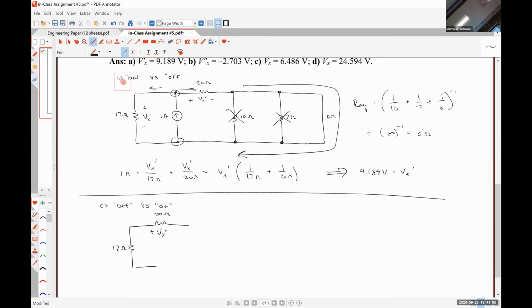Positive Vx double prime, 10 ohm resistor, 7 ohm resistor, here, a 5 volt source. So what would be the most efficient way to solve for that voltage Vx double prime? Anybody have any suggestions? Pardon? So if I combine the 7 ohm, which resistors are you talking about? Let's start there.